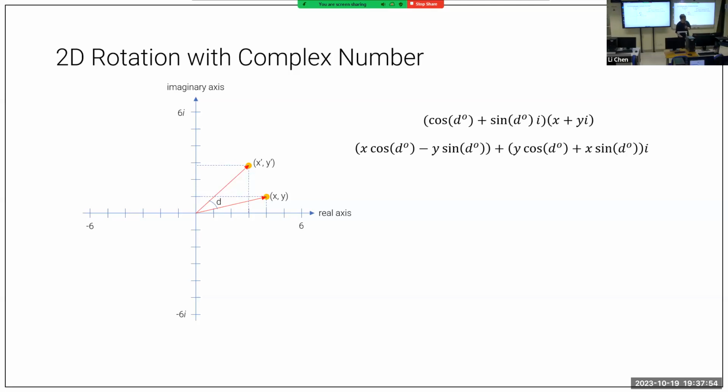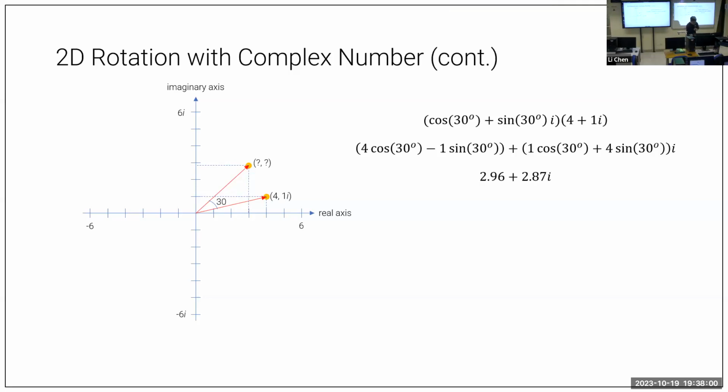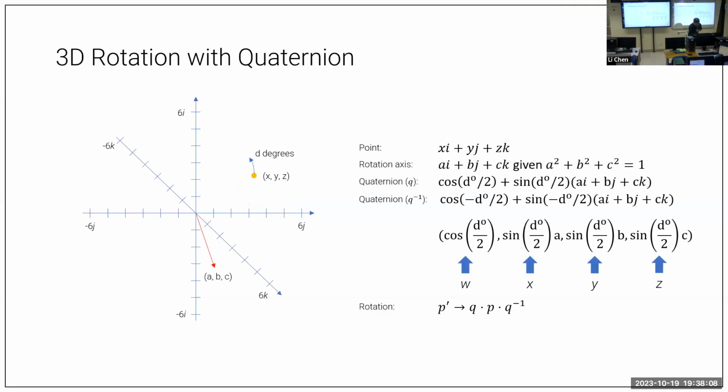But why do I spend some time to talk about this? Because you can do the exact same thing in 3D. So this is the example. I will just skip that. You can try to do some simple calculations. As I mentioned, the 3D rotation can be exactly the same as the 2D rotation. But in this case, it's a little bit, I would say, trickier.